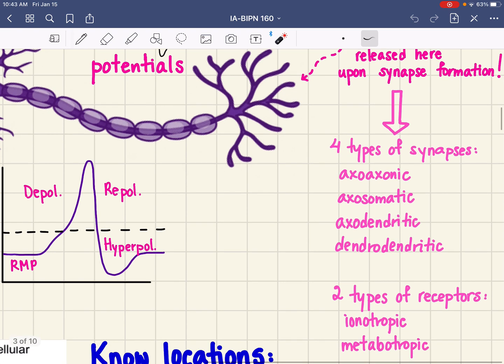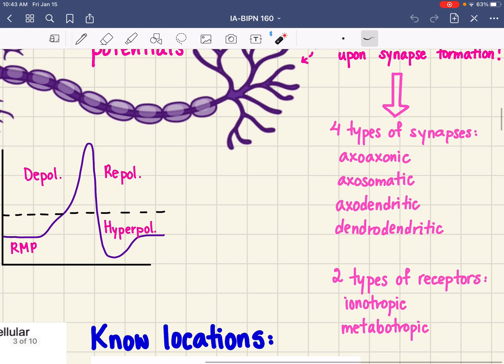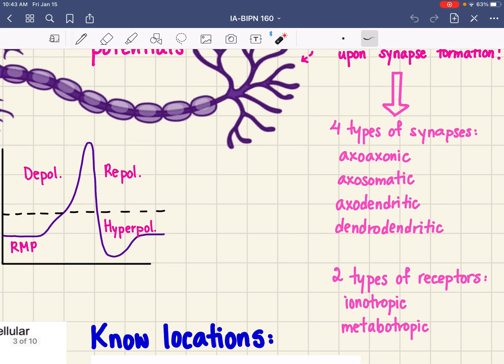Okay? Once these neurotransmitters are released into the synaptic cleft, as it is called, they are looking for receptors that they can bind to so that they can somehow affect the postsynaptic neuron, right? Either activate or inhibit it. There are 2 types of receptors, ionotropic and metabotropic.